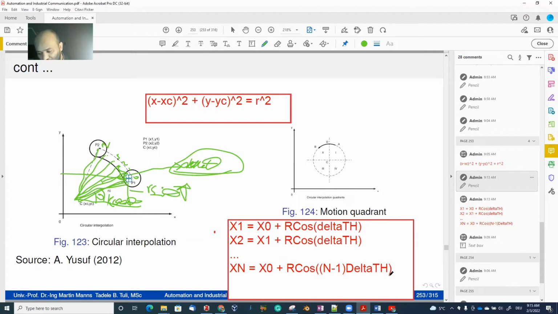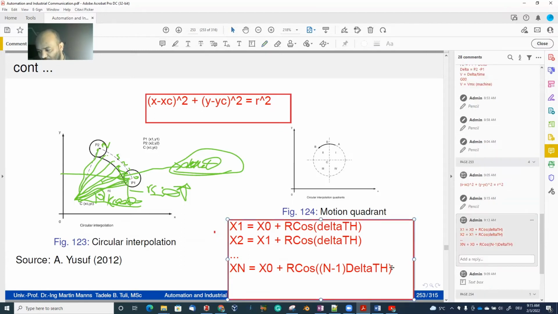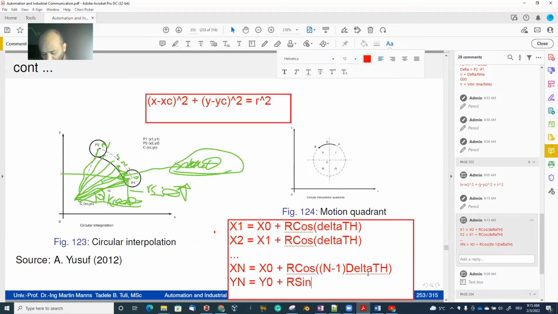So now here, this is for our x-axis. For the yn, it will become y naught plus r sine (n minus 1) delta theta. It will work something like this. So this is for circular motion, which is G02 or G03.